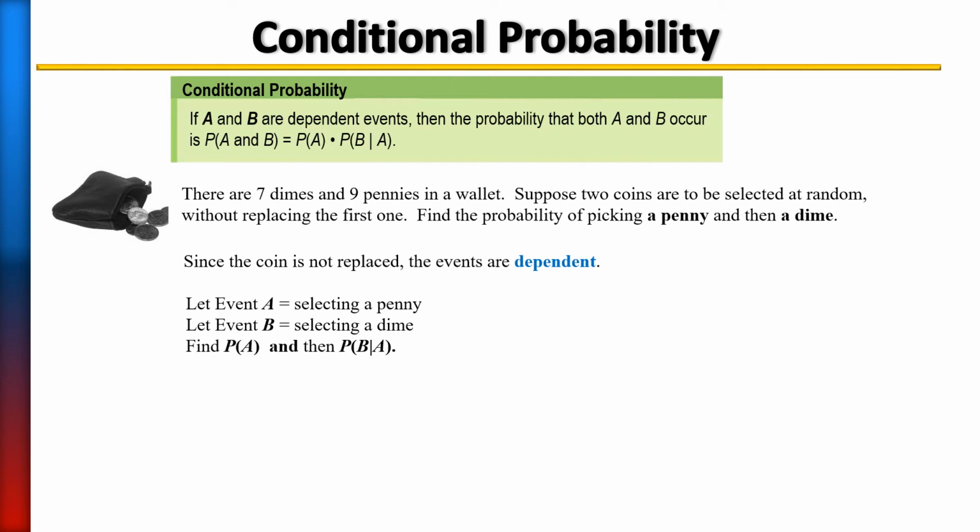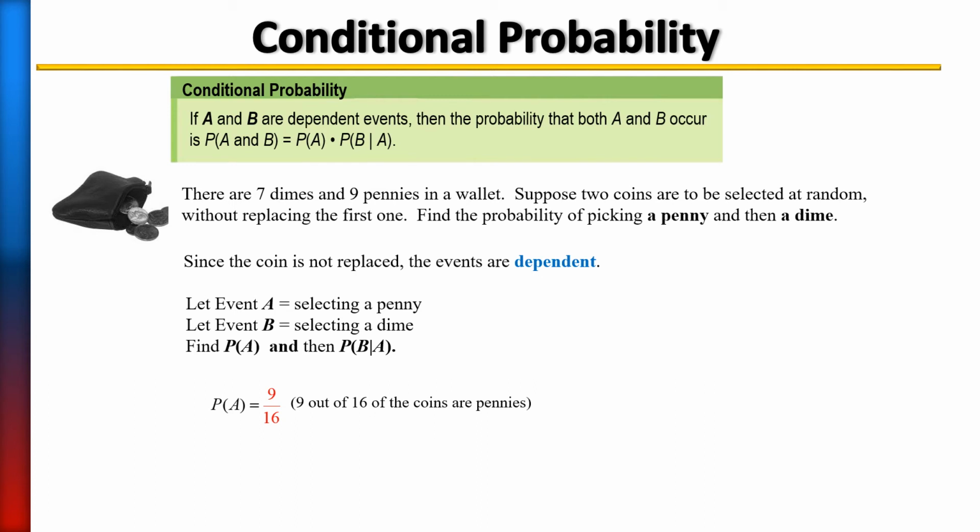And how many of those coins are pennies? That's correct, 9 of them. So the probability of event A is going to be 9/16, because 9 out of 16 of the coins are pennies. And now we want to find the probability of event B given the fact that A has occurred. Since we did not put that coin back that we took out, we now have 15 coins in the wallet. But this time I go in, I want to select a dime.